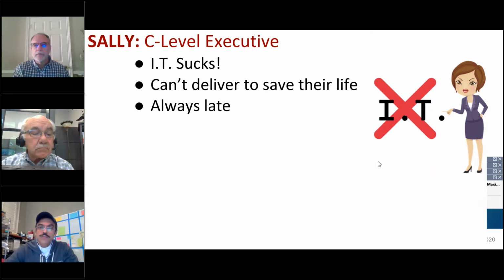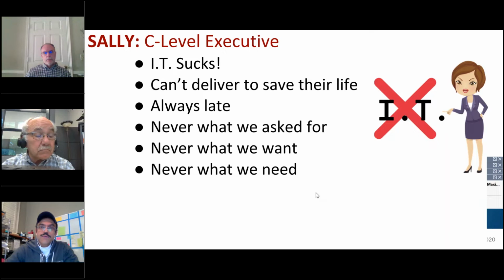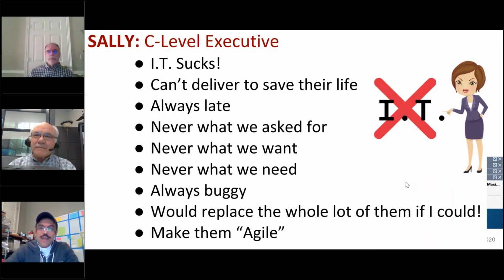Here's what happens for most of our prospects. The reason they engage with us is some C-level executive has finally had it. Usually they're upset with IT. They say, look, IT is unreliable. They can never deliver. They're always late. When they do finally deliver, it's not what we asked for. They keep using this new buzzword called minimum viable product, but it's so minimal that it's no longer viable. Never what we want, never what we need, full of defects. And if I had a magic wand, I could replace the whole lot of them.